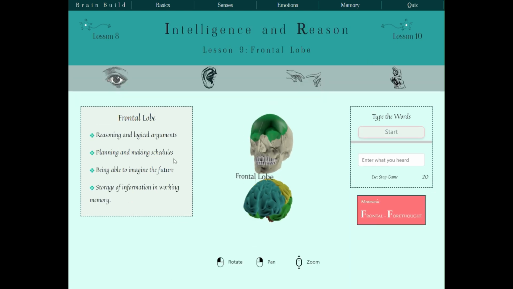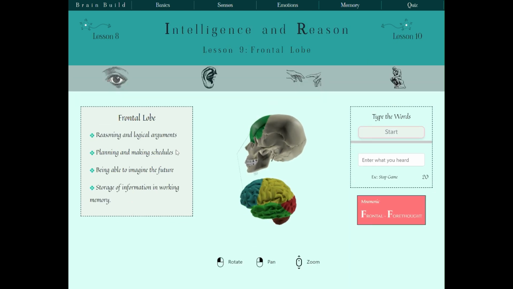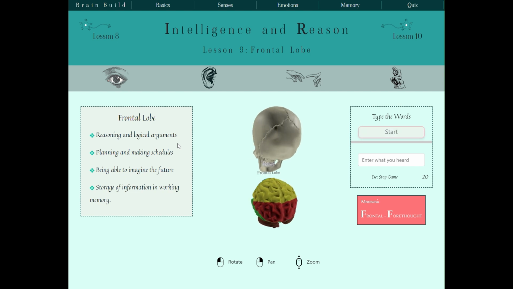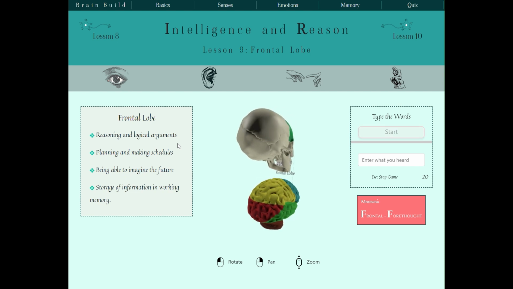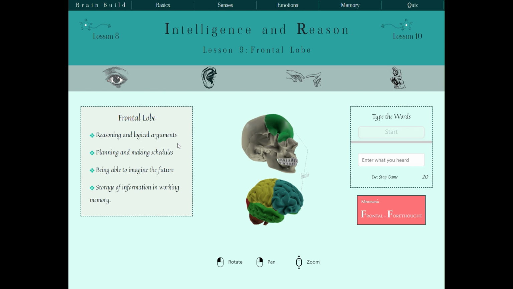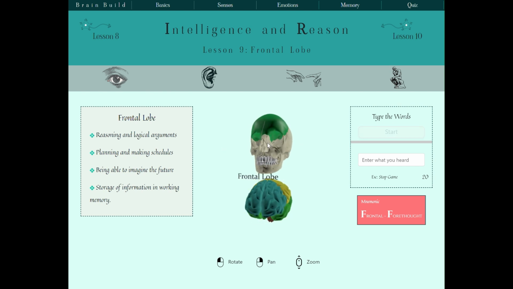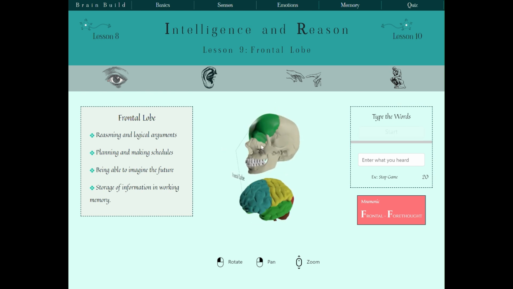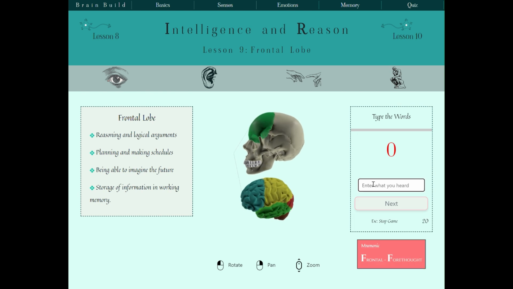Lesson 9. Frontal lobe. Reasoning and logical argument. So we got planning and making schedules. Being able to imagine the future. Storage of information and working memory. Frontal lobe is up at the front. Okay. Type the words. Planning.